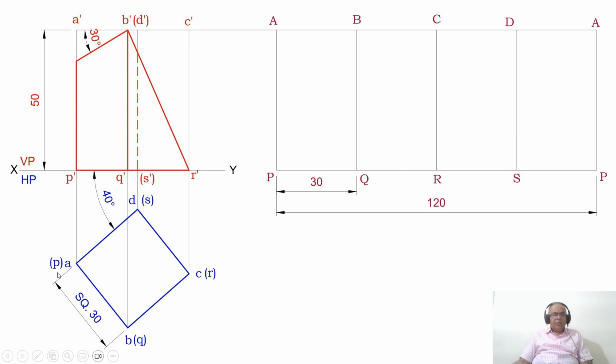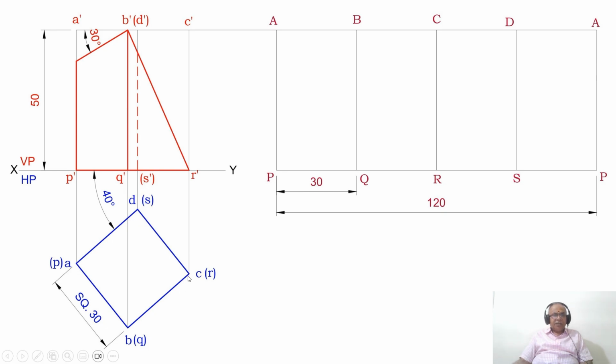Once you do that, I want to open this AB, BC, CD and DA. So to do that, what is the side? Side is 30 because A dash B dash is parallel to HP. So AB will be true length, so it is 30. Similarly, B dash C dash is parallel to HP, so BC is also in true length.